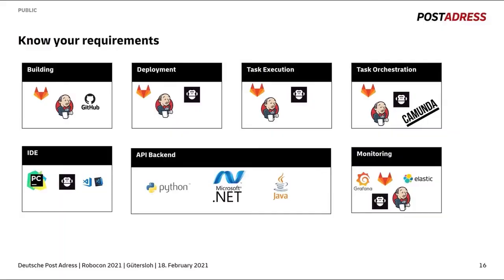So when you start with automation, you have to think about your requirements. So you need something to build your robot, maybe compile the source code, deploy the robot somewhere, execute the single task, orchestrate the task. Of course, you need an IDE for sure, to write your robots. And you need a programming language. I call it here the API backend. So if you choose Python or .NET or Java or whatever universe, in the beginning, you stick to this.